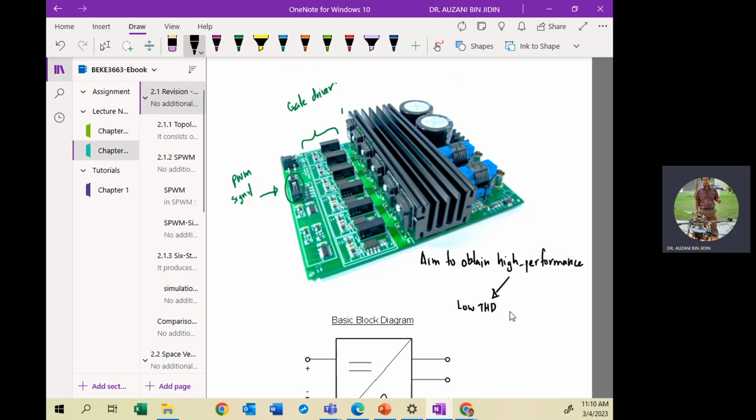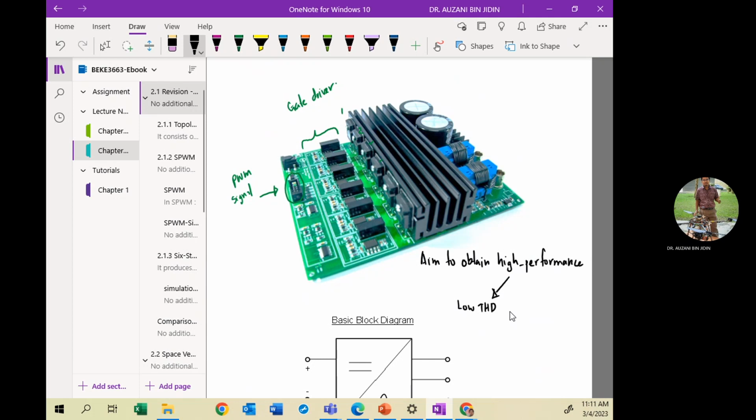Because, for example, for the grid connected, from the solar or the battery, you convert the DC to AC before you inject to the grid. So you must filter out the unwanted noise or harmonics components. So you must have a clean waveform, purely sine wave shape. Then you can inject to the grid. So it means your inverter must be capable of producing a very low THD. Because when you apply low THD, it means you can reduce the size of the filter.